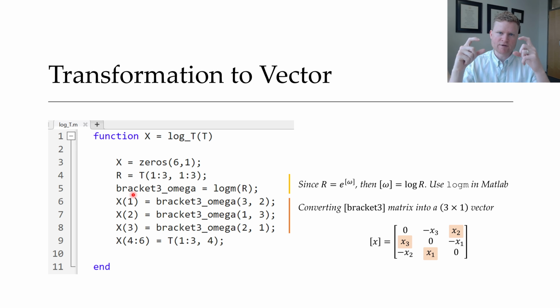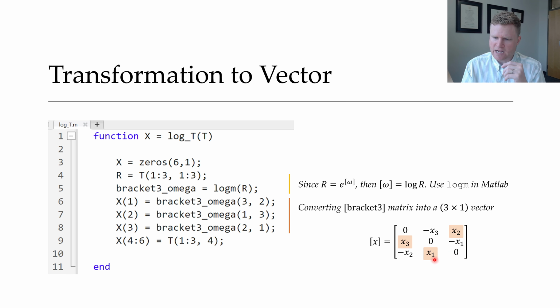Now again, this bracket 3 version tells us what omega is, but it writes it as a 3 by 3 matrix. And over here on the bottom of the slide, I'm showing you the definition of the bracket 3 operator. You might remember this definition. It takes a 3 by 1 vector and converts it into a 3 by 3 matrix. Here we just want to do the opposite. I want to go from this 3 by 3 matrix back to the 3 by 1 vector.